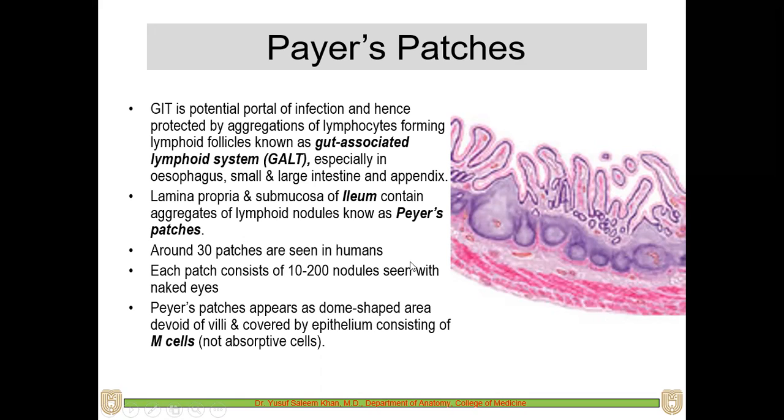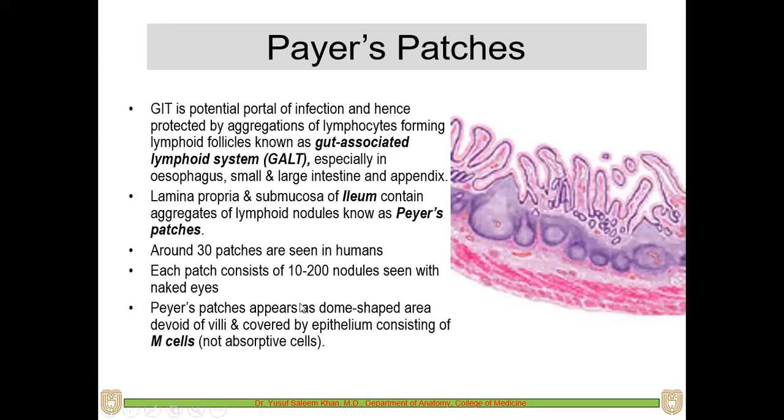In human beings, you can see these aggregations of lymphoid follicles called Peyer's patches in the ileum, and they are almost 30 in number, and each patch consists of 10 to 200 nodules. So the range for each patch differs from 10 nodules to almost 200 nodules seen with the naked eye. If you take a cross section, even with the naked eye, you can see some patches. Or sometimes you can use a hand lens to see them.